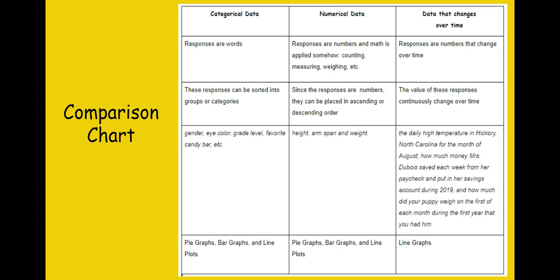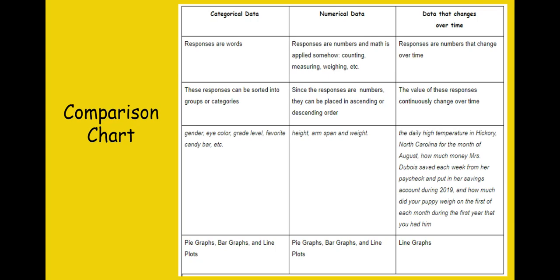All right, let's look at the second row. Categorical data. These responses can be sorted into groups or categories, whereas numerical data, the responses are numbered and they can be placed in ascending or descending order. And again, that means least to greatest order or greatest to least order. And data that changes over time, these values or these numbers constantly change over time. Let's look at the third row of comparisons. So these are just some examples.